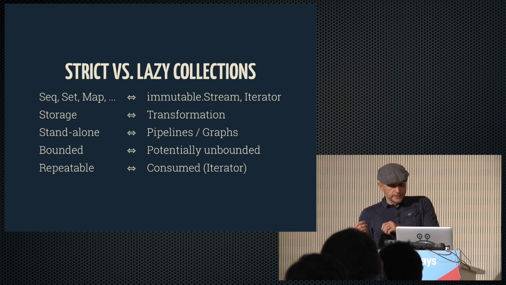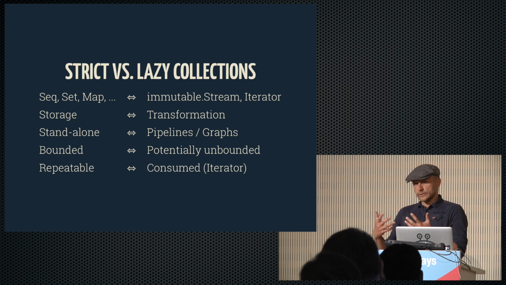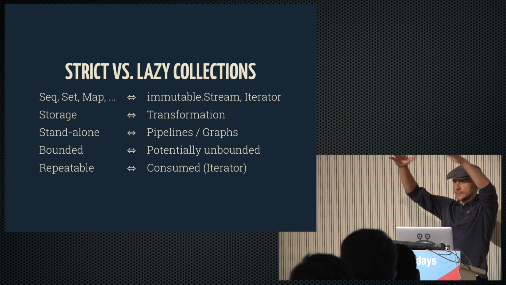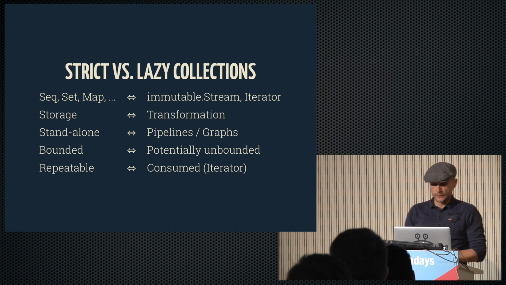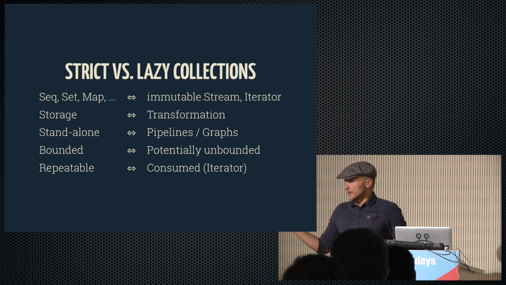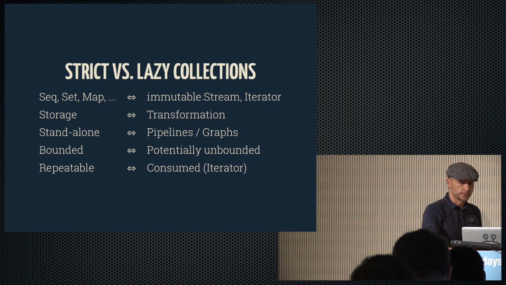And the lazy collections, they really get their power when you connect the transformations, rather than look at them in isolation. We can connect them to pipelines and graphs and really big things, as you can do with Akka Stream. Of course, because memory is bounded, the strict ones need to be bounded, and the other ones can be potentially unbounded, even totally infinite, like the stream of all natural numbers, for example.